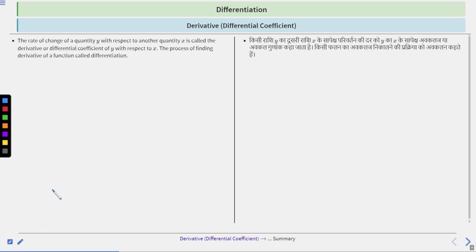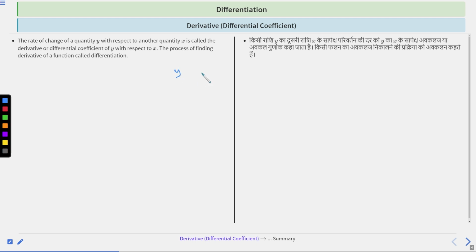Derivative or differential coefficient: the rate of change of quantity y with respect to another quantity x is called the derivative or differential coefficient of y with respect to x, right? The process of finding the derivative of a function is called differentiation. Clear? The rate of change of quantity y with respect to quantity x.